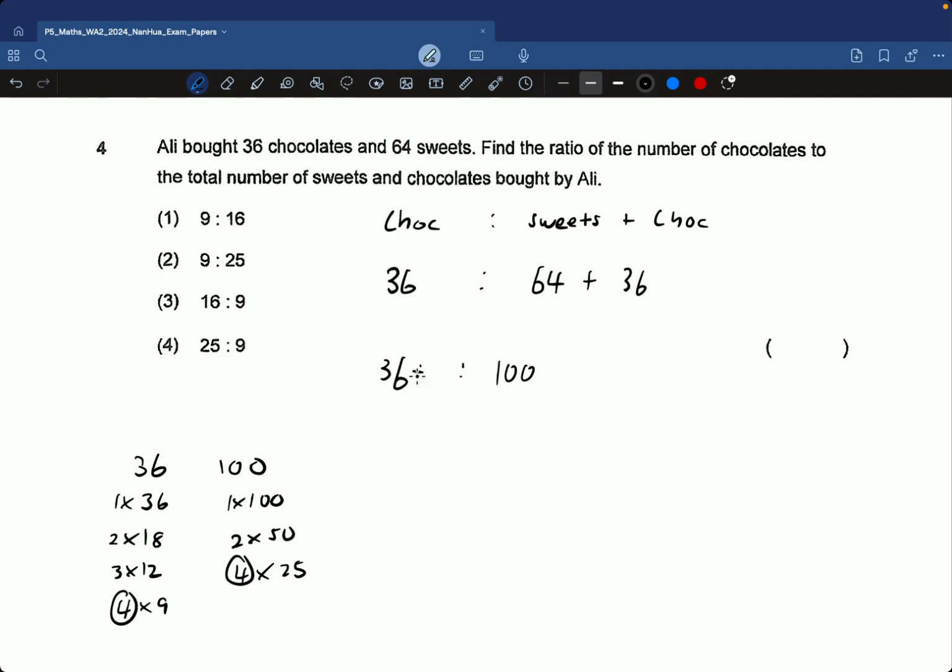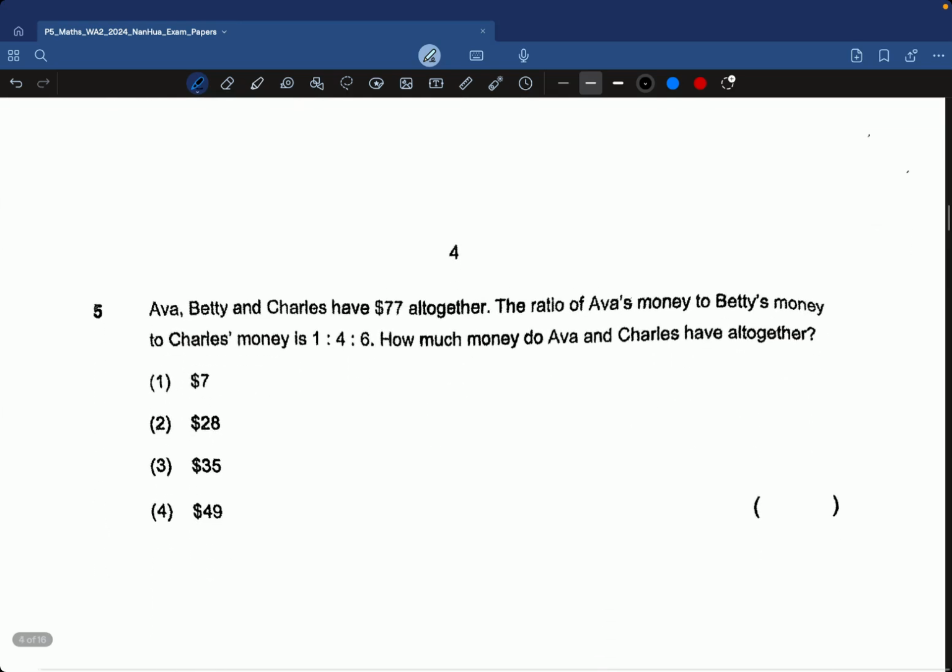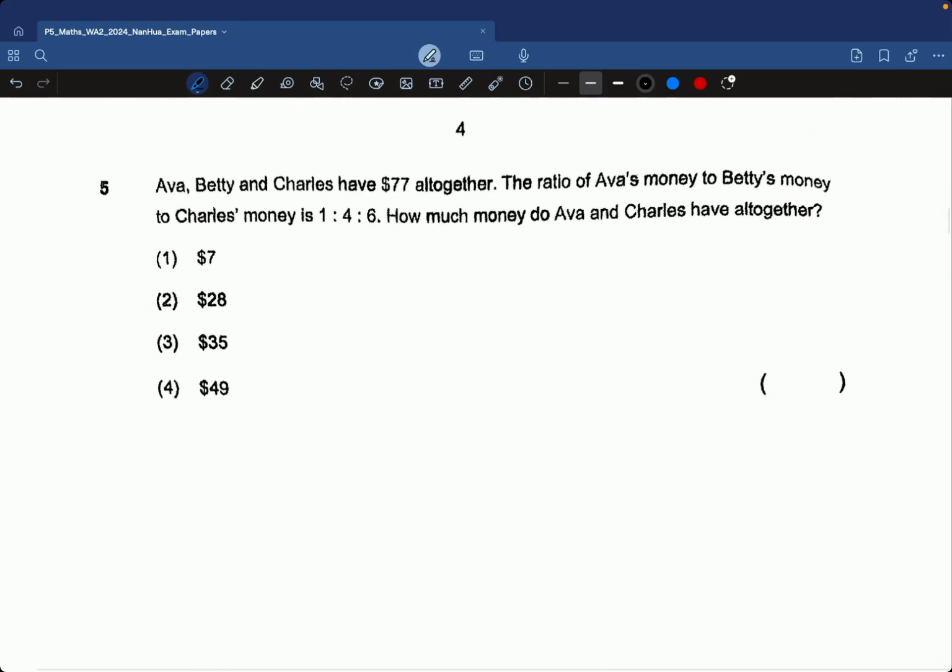So 36 divided by 4, 100 divided by 4. So the answer is 9 to the power of 25. So that is option 2. So the answer is 2. Last multiple choice question, question 5.